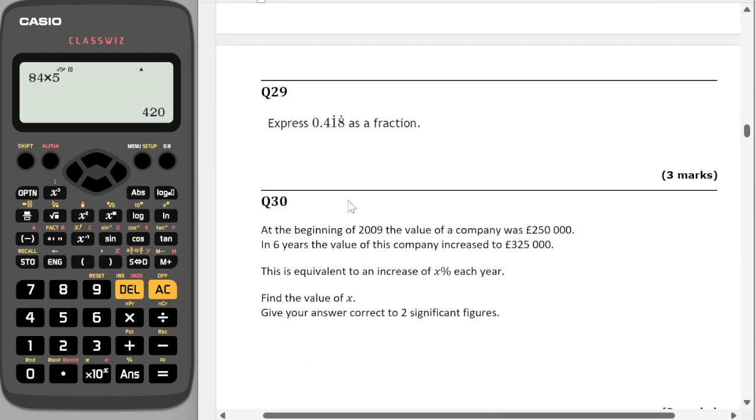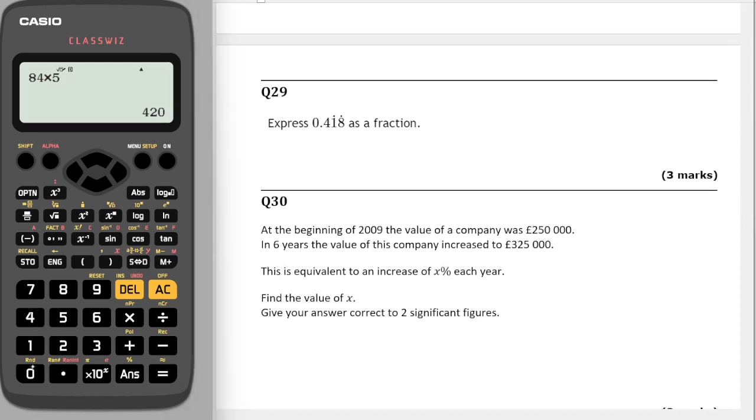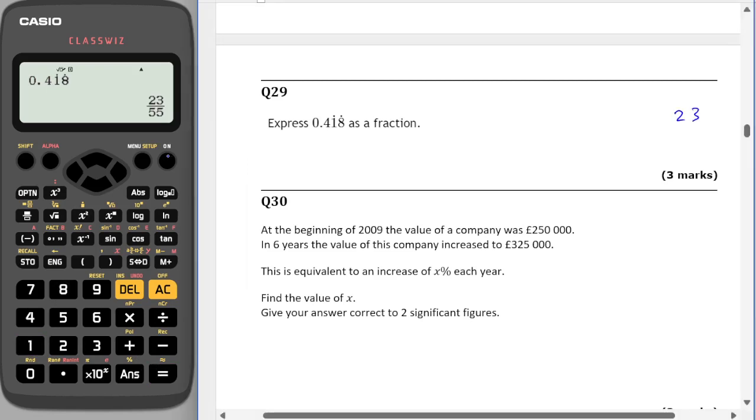Right, question 29. Express 0.418 as a fraction. This doesn't say using algebra, so technically I could do this on my calculator. Let's just show you 0.4, 18 recurring, and then I want to shift, and then I've got a reciprocal button on my calculator, so 23 over 55. Because of that, we don't tend to have this; it normally says express as a fraction using algebra.